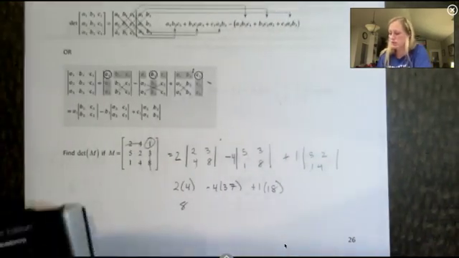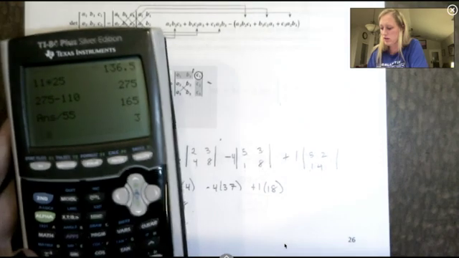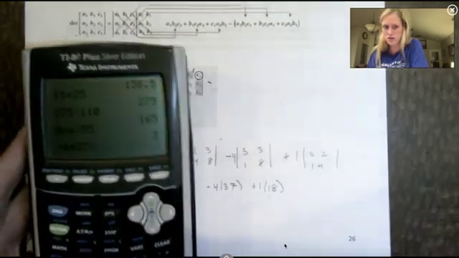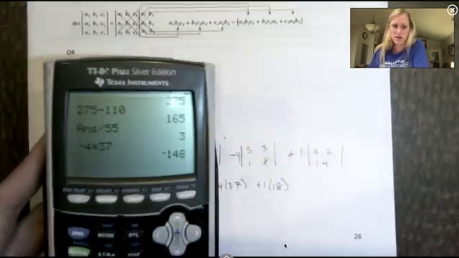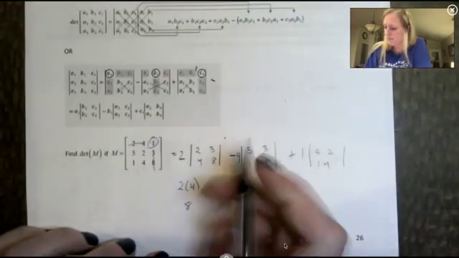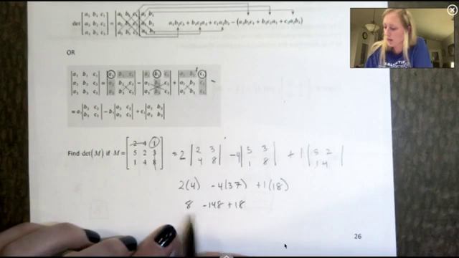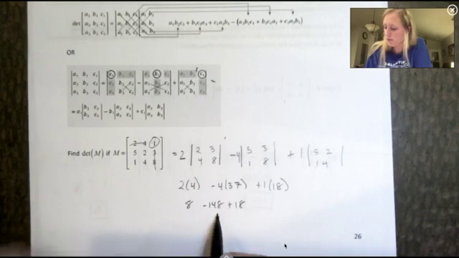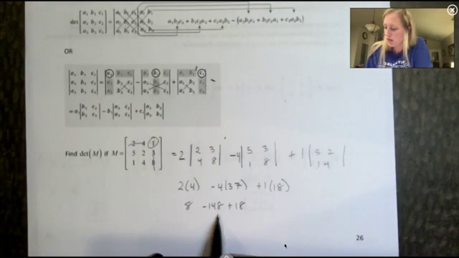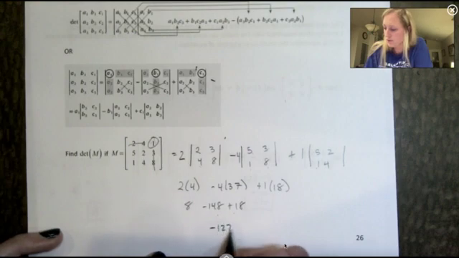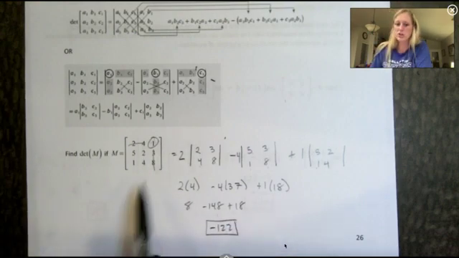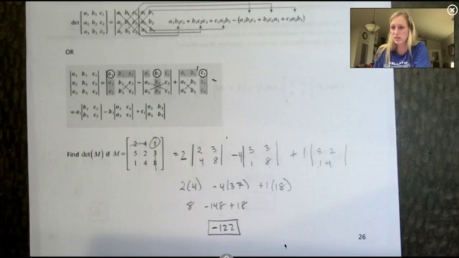Negative 4 times 37 looks like we get negative 148 there. Plus 18. So here I'm going to get, let's see, negative 140, negative 122. So negative 122 would be the determinant of this 3 by 3 matrix.